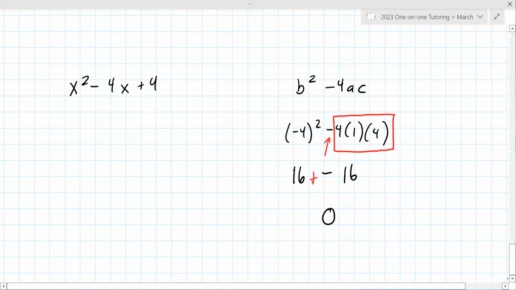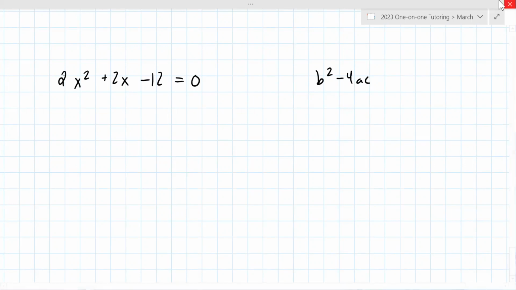Got it. Okay, so let's do another one of these where I just have you calculate that part there. We'll make it just a tiny bit more difficult here. 2x squared, sorry, I don't mean to switch the variables on you. 2x squared plus 2x minus 12 equals 0. Again, just calculate that b squared minus 4ac for us, please.